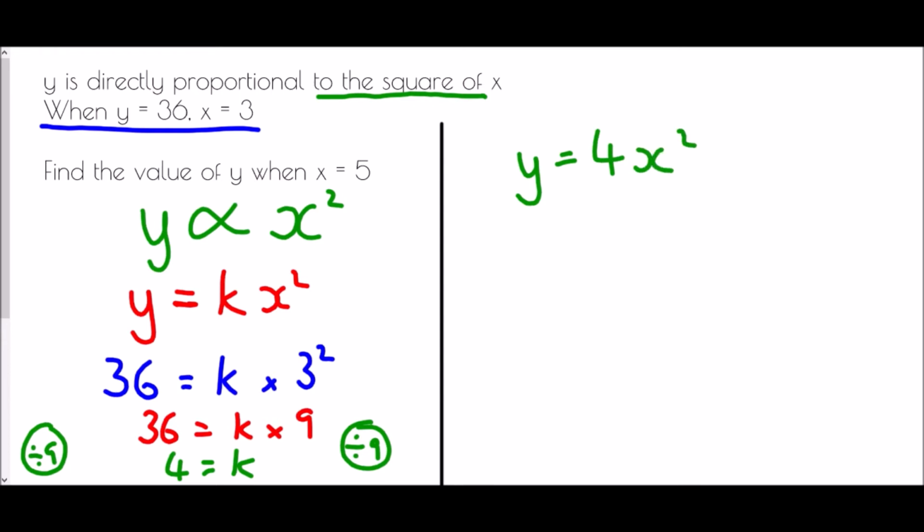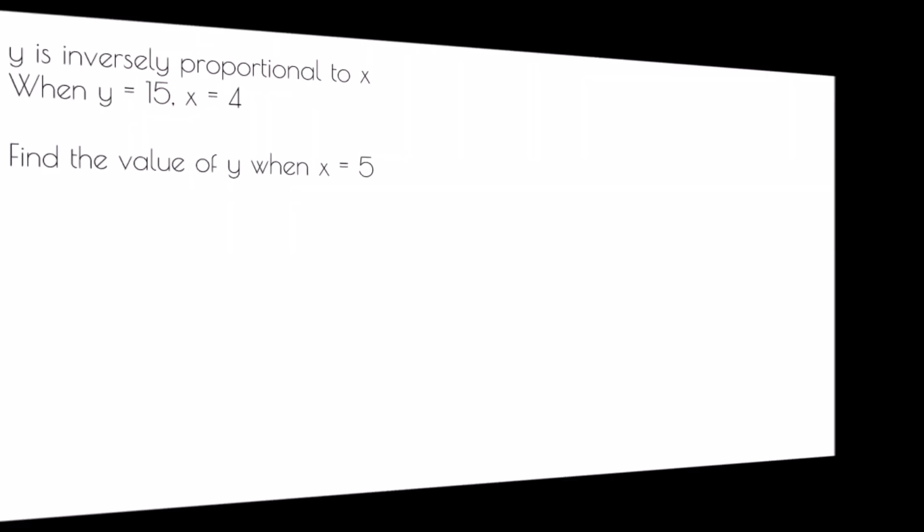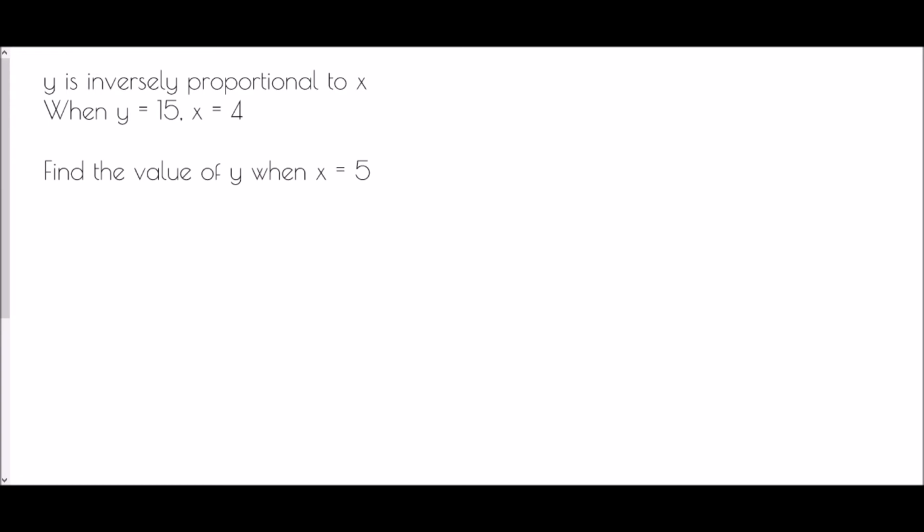And I've been told to find the value of y when x equals 5. So I'm going to put that into my equation. 4 times 5 squared. What is 5 squared? Well, that is 25. So y is 4 times 25. y equals 100.